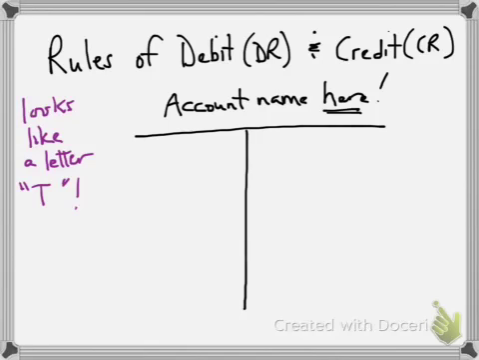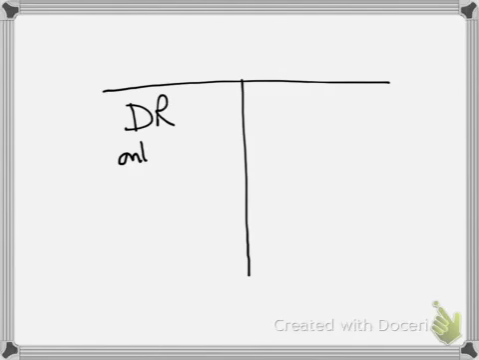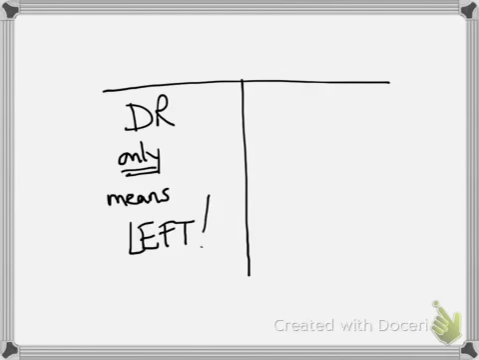So if you were using T accounts to do analysis, you create a separate T account for each account that you are studying. On the left-hand side, we have what is known as the debit side. Debit is spelled D-E-B-I-T. The right-hand side is the credit side. We abbreviate debit as DR, and the word debit really only means left, as in you're recording something to the left-hand side of the T account.